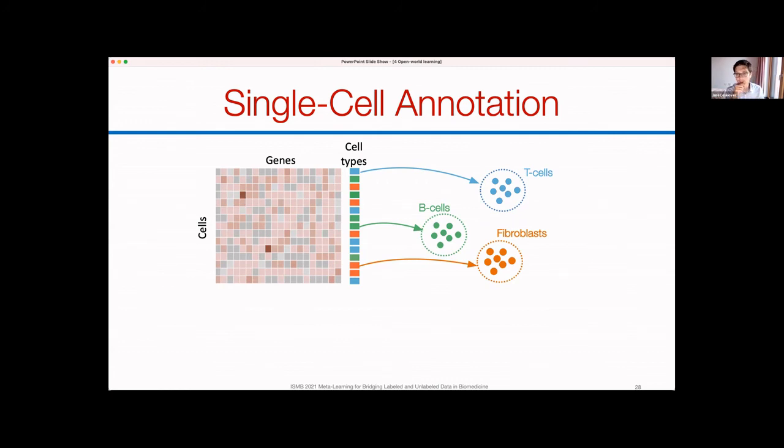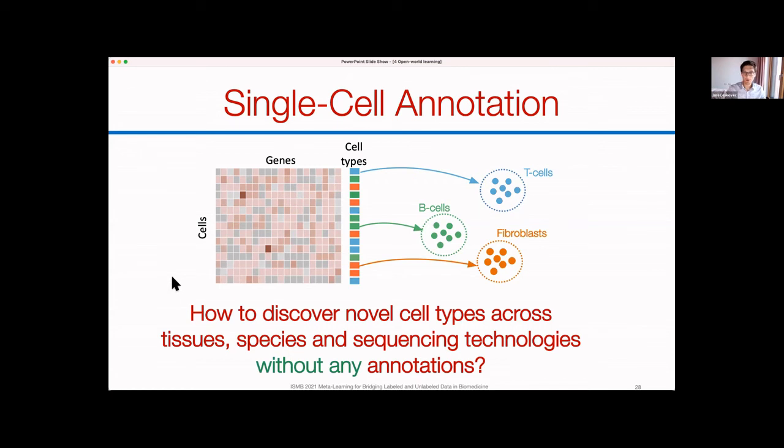And of course, cells in the body are of different types. So we can think that perhaps some human pre-annotated some of the cells with a given cell type. So maybe the blue rows are the T cells, green rows are the B cells, and orange rows are the fibroblasts. And this is kind of what we would like to do. Of course, manually annotating cell types is a very expensive, slow, human-intensive task. And the question is, how do we discover novel cell types across tissues, species, as well as different sequencing technologies, so basically technologies that measure gene expression level, perhaps without any annotations given to us ahead of time? So basically a completely unsupervised method.